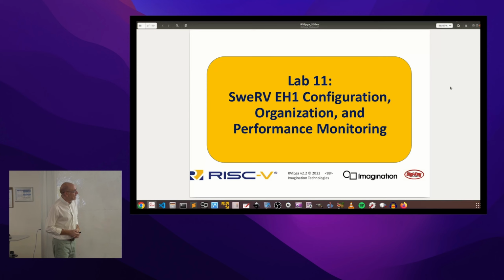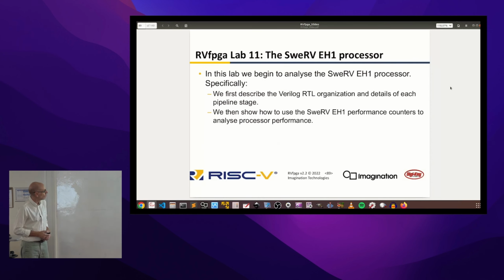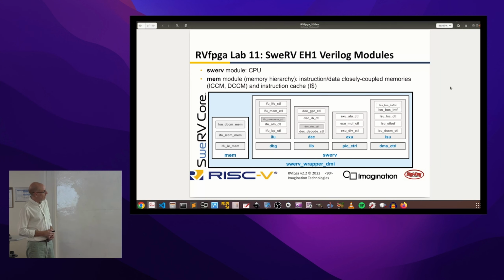So Lab 11 is an introductory lab which explains the SweRV EH1 organization, configuration, and also how to use performance monitoring available in the processor. We include this diagram, which includes the different modules available in the system on chip, in the processor.